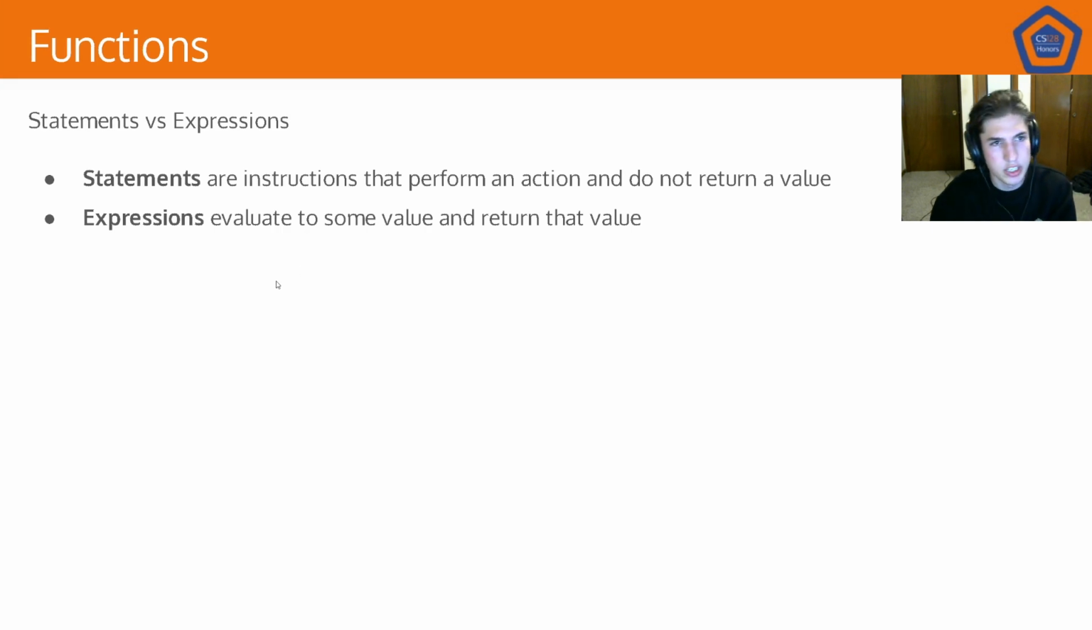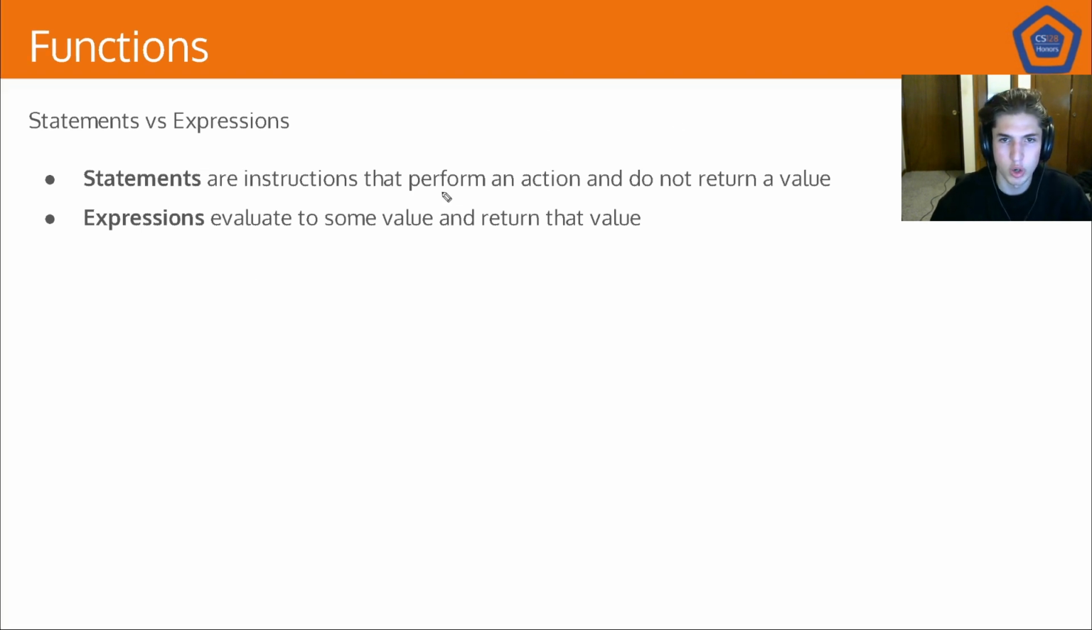Okay, and there's this distinction between two things called statements and expressions that I want to make. A statement is an instruction that is performing an action and does not return a value. And an expression will evaluate to some value and return that value. So many of the lines of code you read are statements, but most things are expressions. And what do I mean by that? Okay, when we say let x equal 5, this performs an action and returns nothing. This does not return a value.